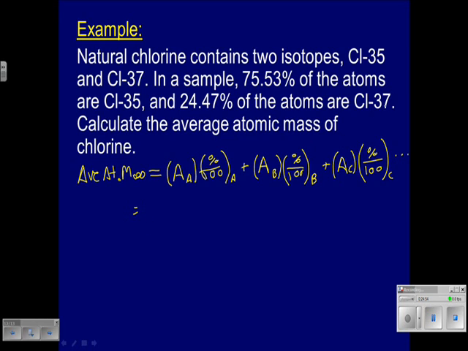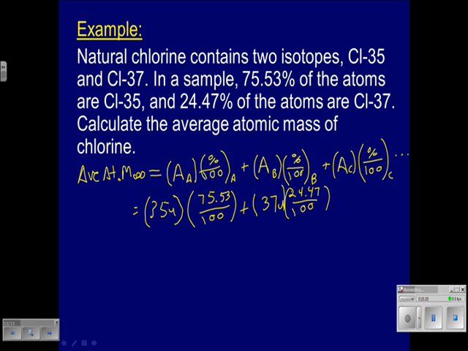So in this case, the mass is 35 u, and its percentage is 75.53. We're going to divide it by 100 so we can turn it into a decimal. Plus 37 u times 24.47 over 100, turned into a decimal. And that's all the isotopes we have. So now we're going to pause for calculation.